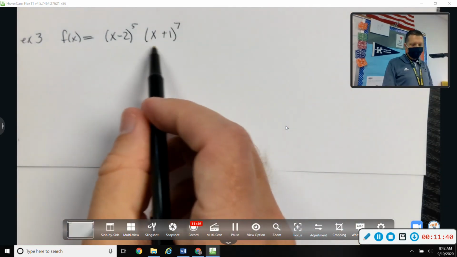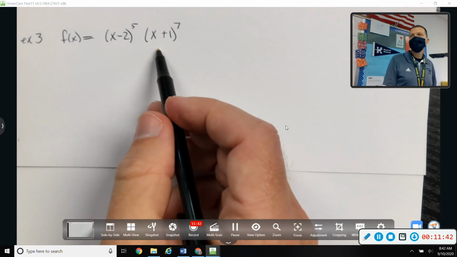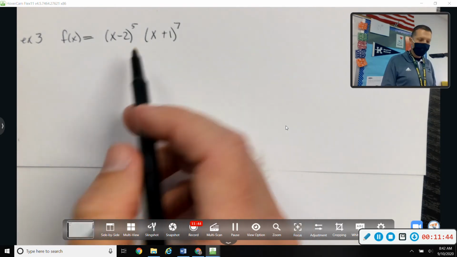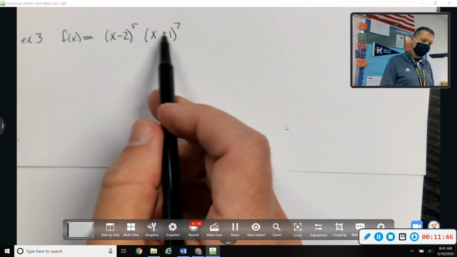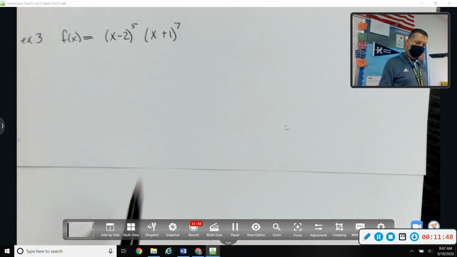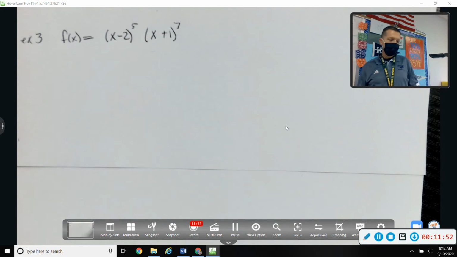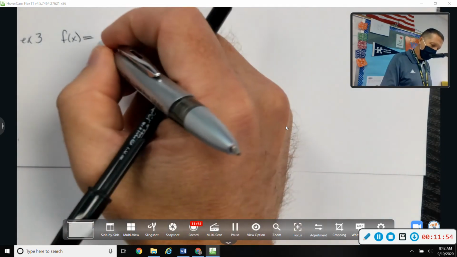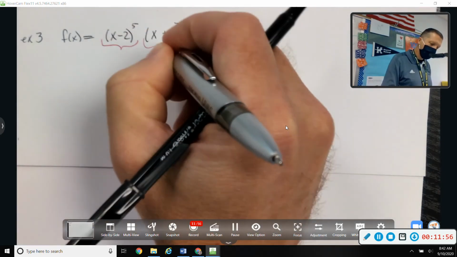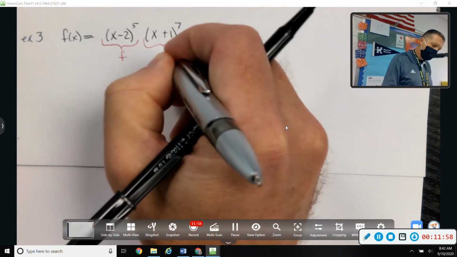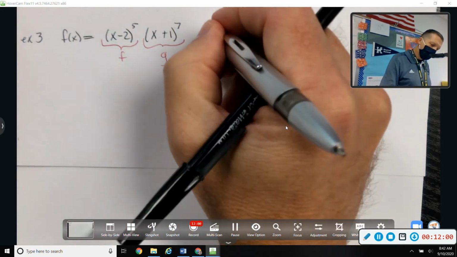Well, you could avoid the product rule here if you really, really wanted to, right? You'd have to multiply all this out and all this out and then multiply them together. And so you'd have an x to the 12th term in there. We're not going to do that on this one. This is why the product rule was discovered, to avoid it for this kind of thing. So f and g.